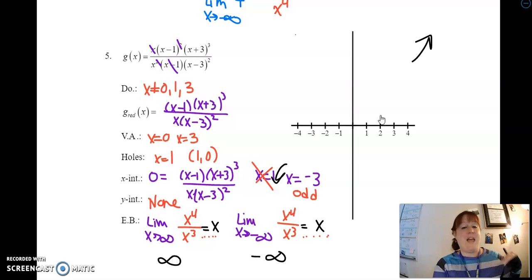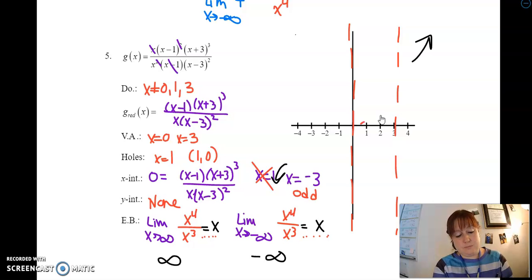Okay? Now let's sketch it. Whew! There's a lot. So we start with our vertical asymptotes. Sketch each of our vertical asymptotes. We have one at 0, and we have one at 3. We have a hole at 1, 0. We have an x-intercept at -3 that is like a cubic intercept. And we don't have a y-intercept. And we know the end behavior.